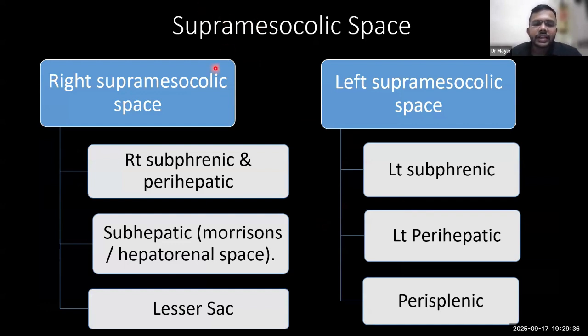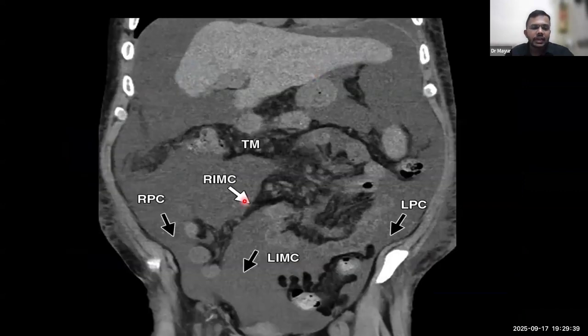Supramesocolic space is subdivided into right and left by the falciform ligament. This dark band is the transverse mesocolon dividing the peritoneal cavity into supramesocolic and inframesocolic spaces. Right supramesocolic space is subdivided into right subdiaphragmatic, perihepatic, subhepatic spaces and the lesser sac. Left supramesocolic space is subdivided into left subdiaphragmatic, left perihepatic space and the perisplenic space. Inframesocolic space is also divided by the mesentery into right and left. In addition to that, we have paracolic spaces on either side and the pelvic space, which are all communicating with each other.